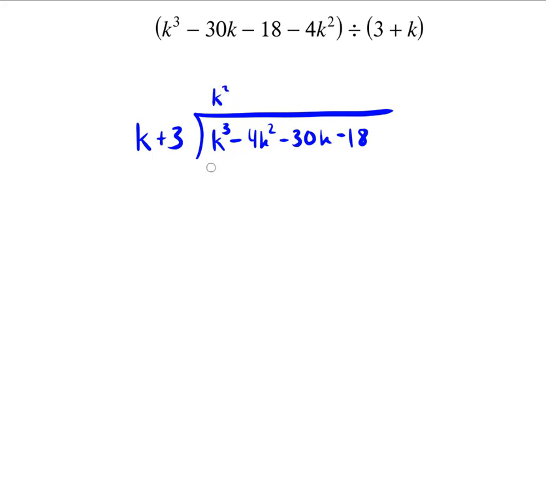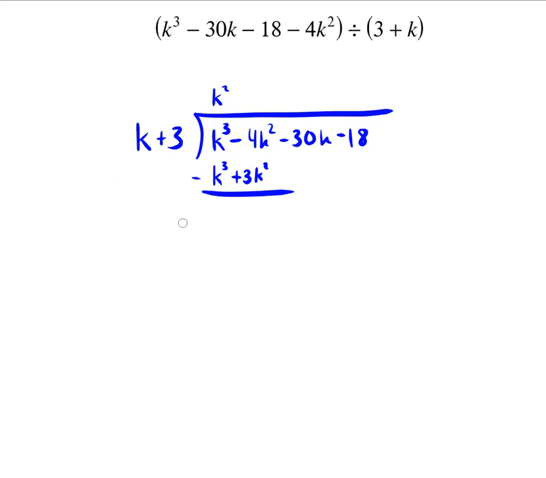So k squared times that gives me k cubed, right? Then I multiply k squared times 3, and when I do that, I get plus a 3k squared, right? And everything's lining up really pretty and nice now. I'm going to go ahead and subtract those two. And actually, why don't you try it from here? Just see if you can get it from here now that we've lined up everything all pretty like. So go ahead and do it.